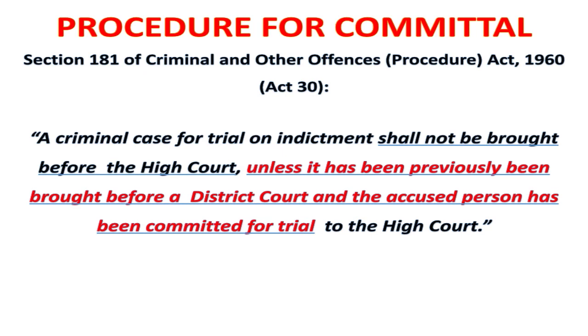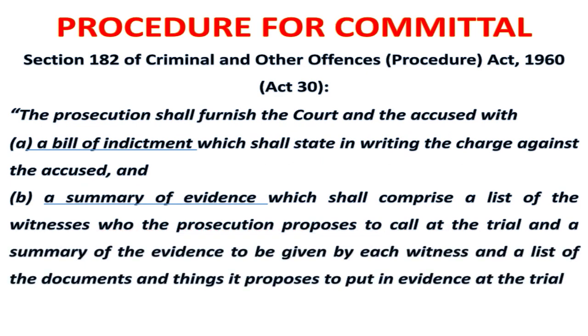The summary of evidence will comprise the list of witnesses that the prosecution intends to call at the trial and the list of documents that they propose to put in evidence at the trial. So if you are of the view that someone has committed a capital offense, murder, before you bring him to the High Court, you must conduct committal proceedings. But you must kickstart that committal proceedings by furnishing the court and the accused person with a bill of indictment which shall state in writing the charge against the accused.